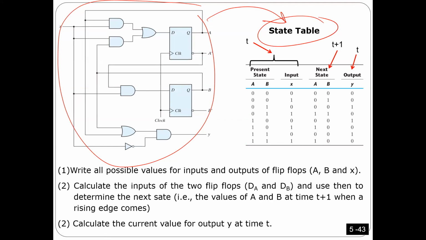So all I did here, guys, is that I have 2 flip-flops. I put the current state, A and B, which are the values of the flip-flops. I have one input, X, and I put it here. And then you put all possible cases here. Is that okay? This is number 1.